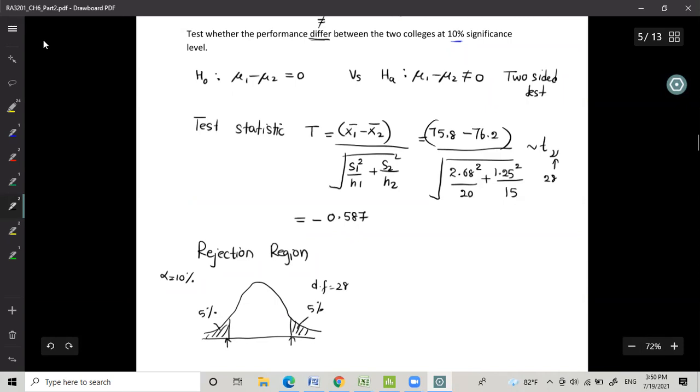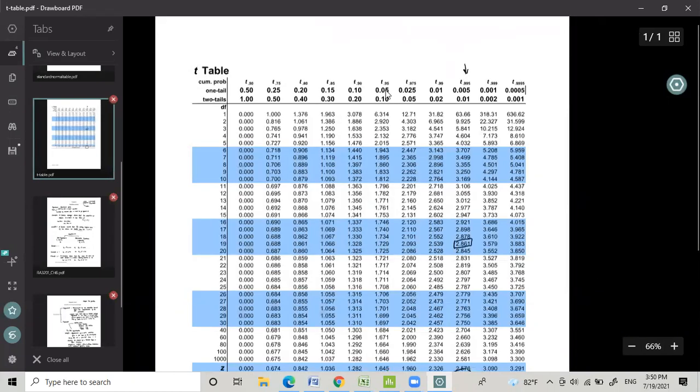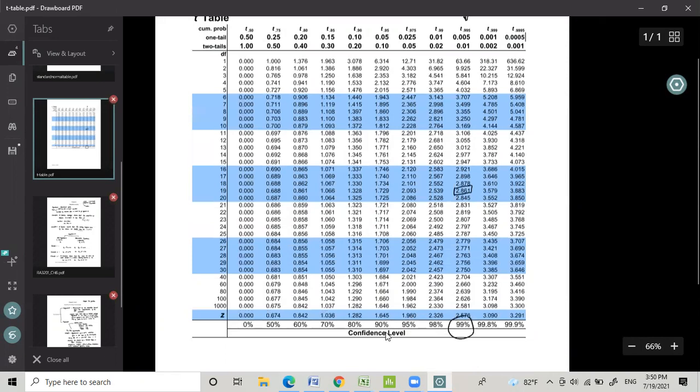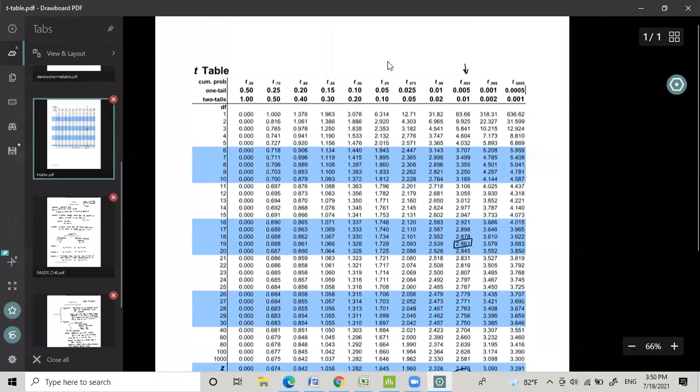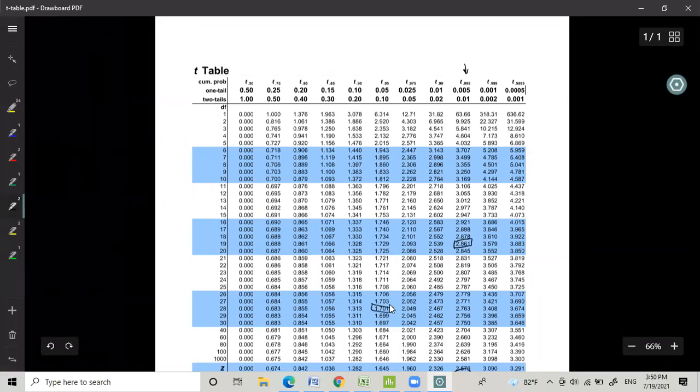Again, degrees of freedom 28. The tails will contain 5%. So let's check the t distribution. One tail should contain 5%, 0.05. That's with the 90% confidence, or 10% alpha means 90% confidence interval. So one tail contains 0.05, the degrees of freedom 28. So there you go. The t-score is 1.701.